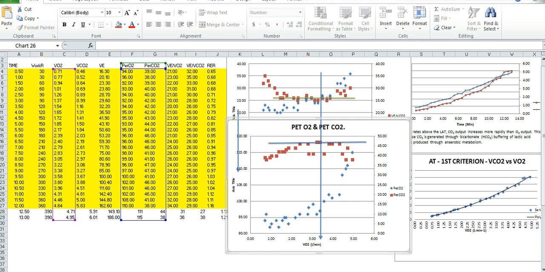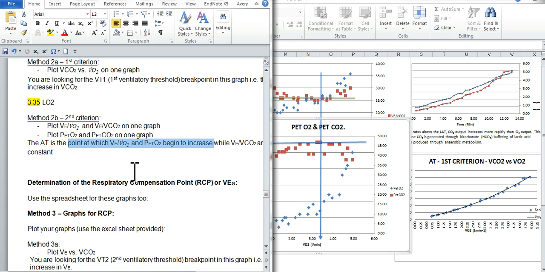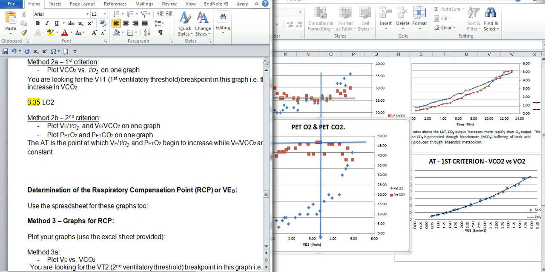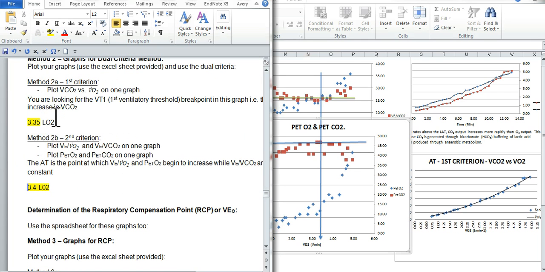Okay, so we'll go back to our Word document, and under here we will put 3.4, and that's liters of O2. Okay, 3.4, which matches up pretty nicely with our Criterion 1 method.